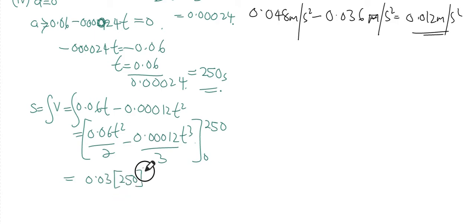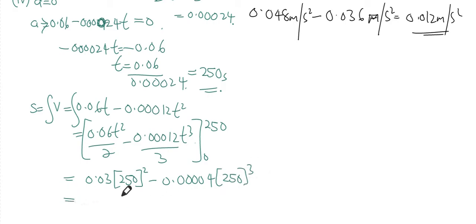0.03 times 250 squared, minus 0.00004. Okay, so this is 3 zeros. 12 divided by 3 is 4, so it should be another 0. So it should be 4 zeros. And then 250 to the power of 3.